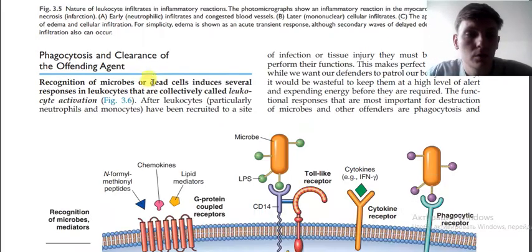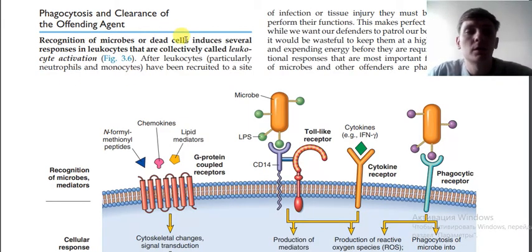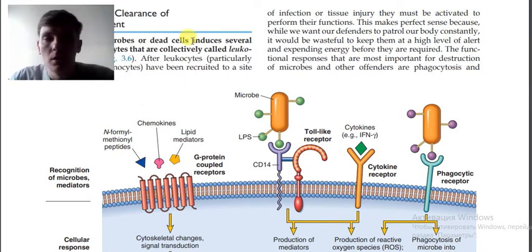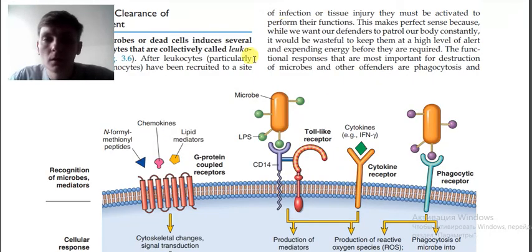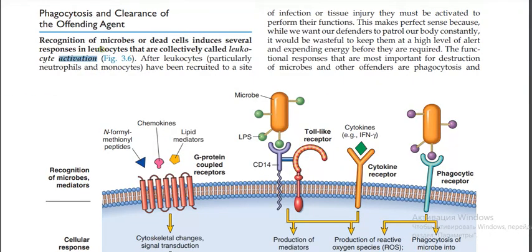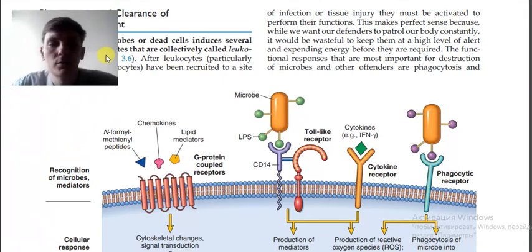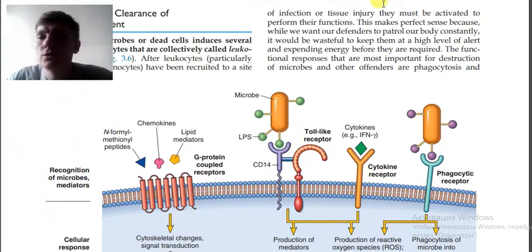So how does it go? Recognition of microbes or dead cells induces several responses in leukocytes that are collectively called leukocyte activation. So how does leukocyte activation go? After leukocytes, particularly neutrophils and monocytes, have been recruited to a site of infection or tissue injury, they must be activated to perform their functions.